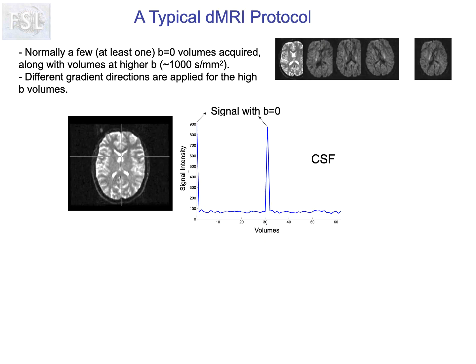A typical diffusion-weighted MRI protocol looks something like this. We acquire one or more B0 images, which are the baseline image that tells us what the signal is in the absence of any signal loss due to diffusion, and a number of diffusion-weighted images with diffusion gradients applied in multiple directions. This plot here is showing the signal intensity of a voxel in CSF over volumes in a typical diffusion acquisition.